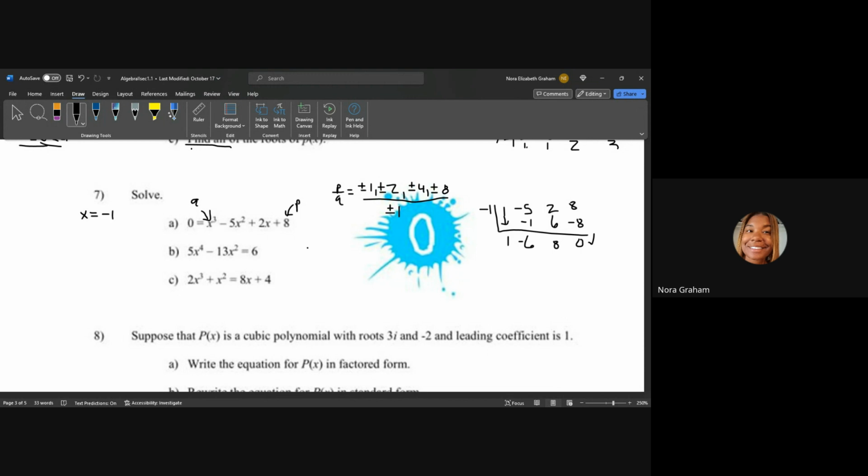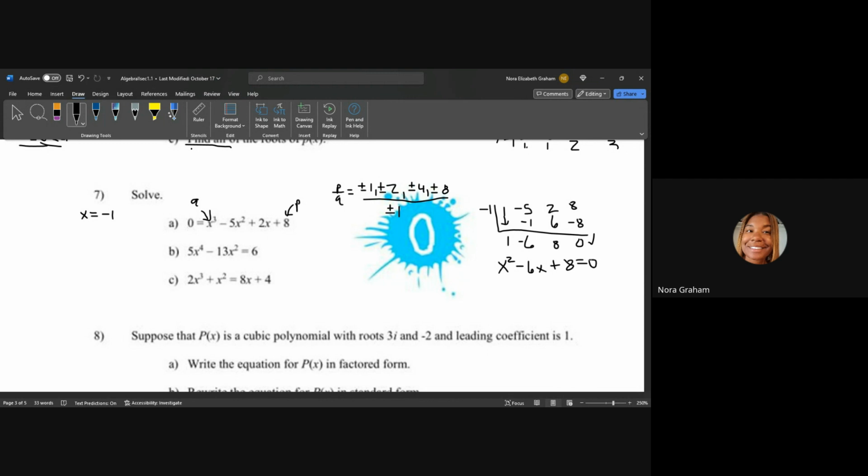So now I can sit there and rewrite my polynomial. Remember, with these coefficients now, I go down 1 degree. So now I have x squared minus 6x plus 8 equals 0. Now I can just use regular factoring.